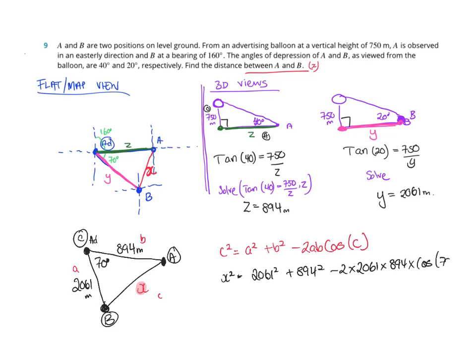cos 70, and you can always put solve, comma x, we're going to find out what x equals. So yeah, x to equal 1946 meters, which for me is what AB is. So AB, just to answer the question, is 1946 meters, and there's your answer.